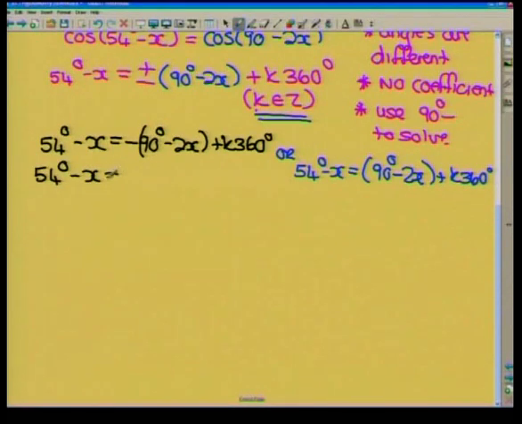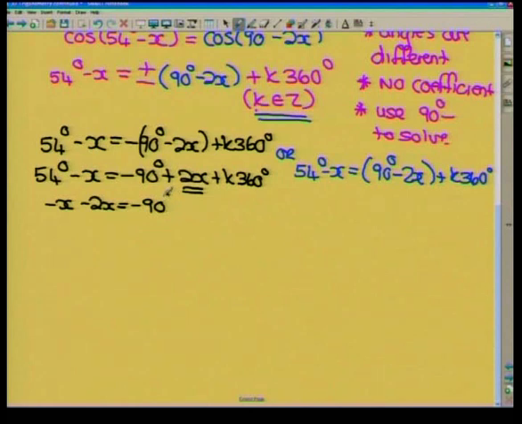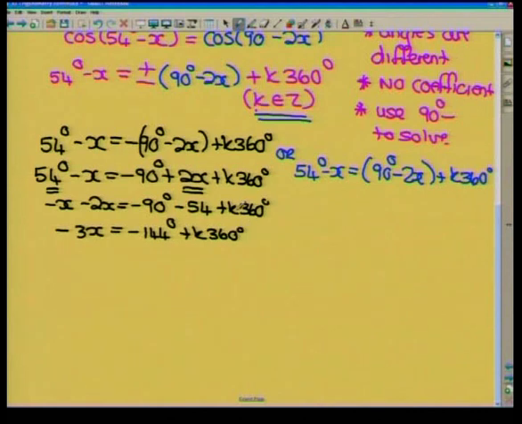So we're going to say it's 54 degrees minus x is minus 90 plus 2x plus k 360. That means I have minus x minus 2x, because I'm transposing that, is minus 90, and I'm transposing that, minus 54 plus k 360. That means I have minus 3x equals, now if I do this, I'm going to get minus 144 plus k 360.